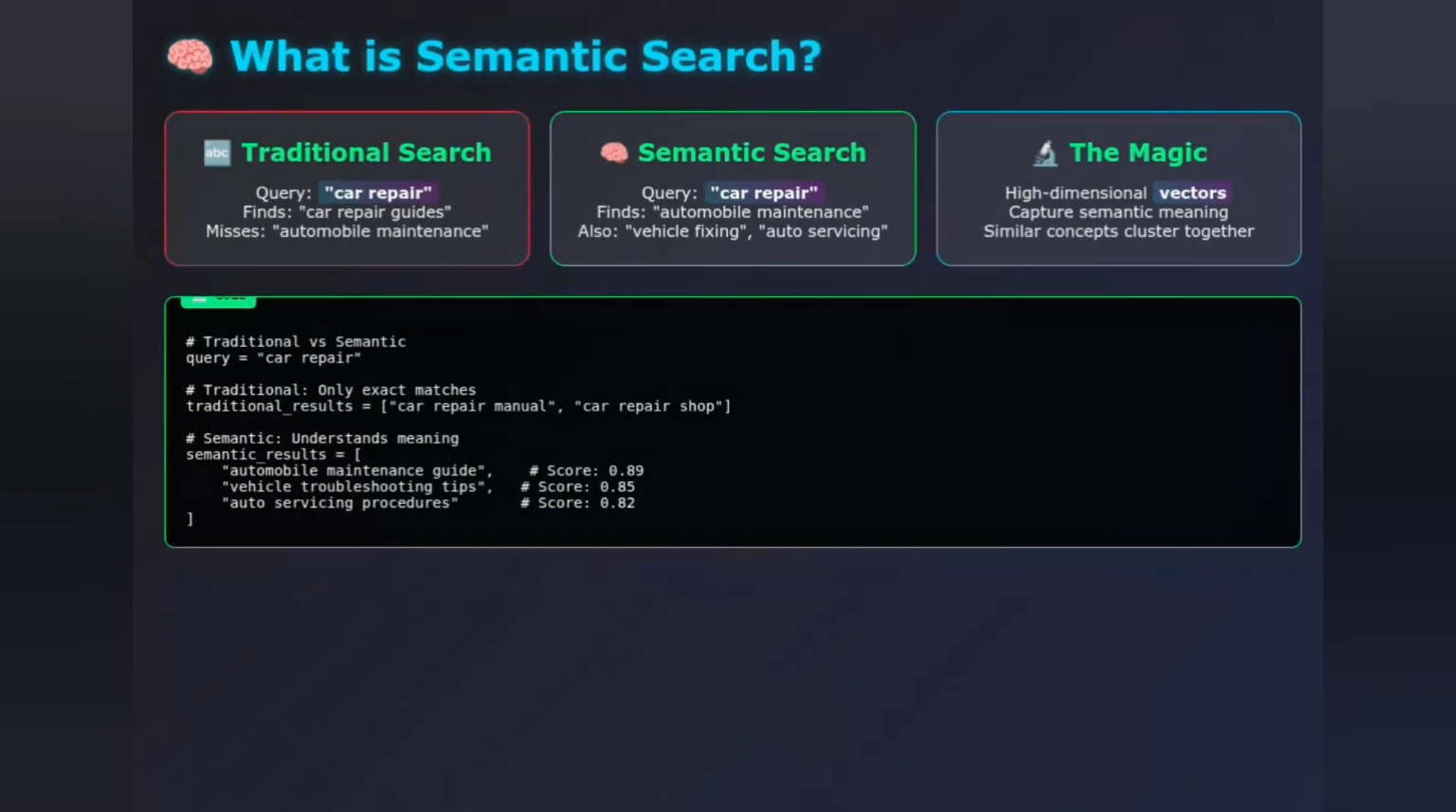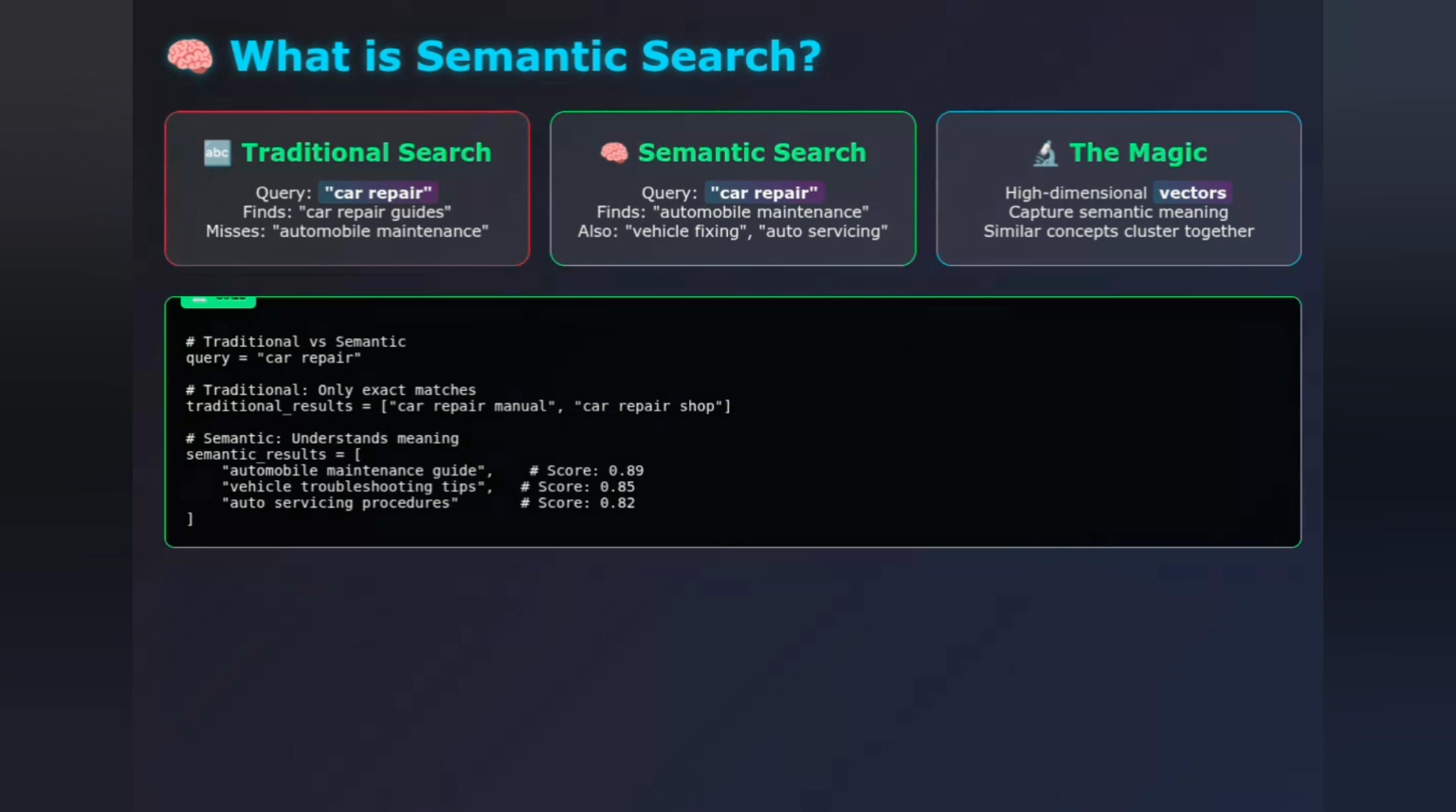Let's start with the fundamentals. Traditional search is like a very literal librarian. If you search for car repair, it only finds documents containing those exact words. But what if someone wrote about automobile maintenance or vehicle fixing? Traditional search would miss these completely relevant results. Semantic search is like having a brilliant librarian that understands context, intent, and meaning. It knows that car repair, automobile maintenance, and vehicle fixing are talking about the same concept.